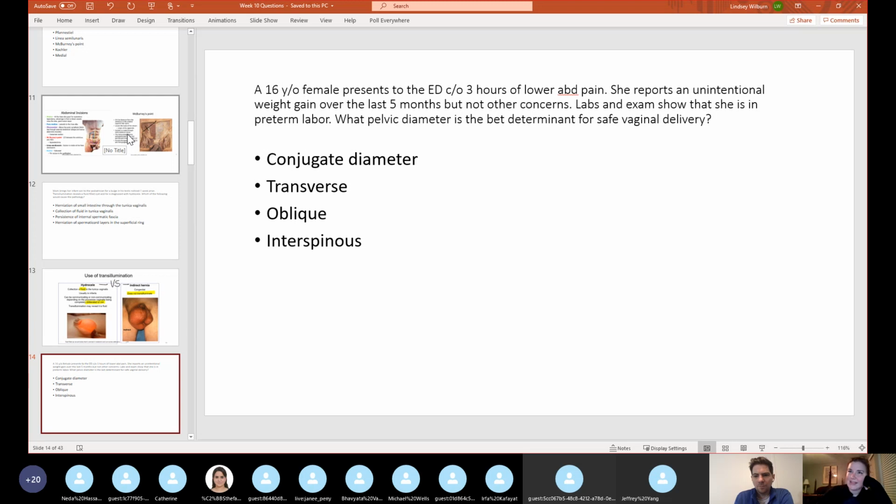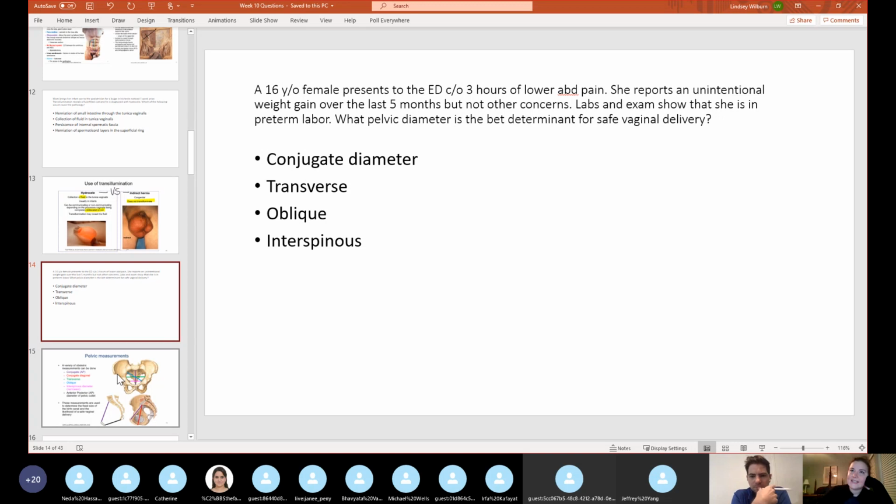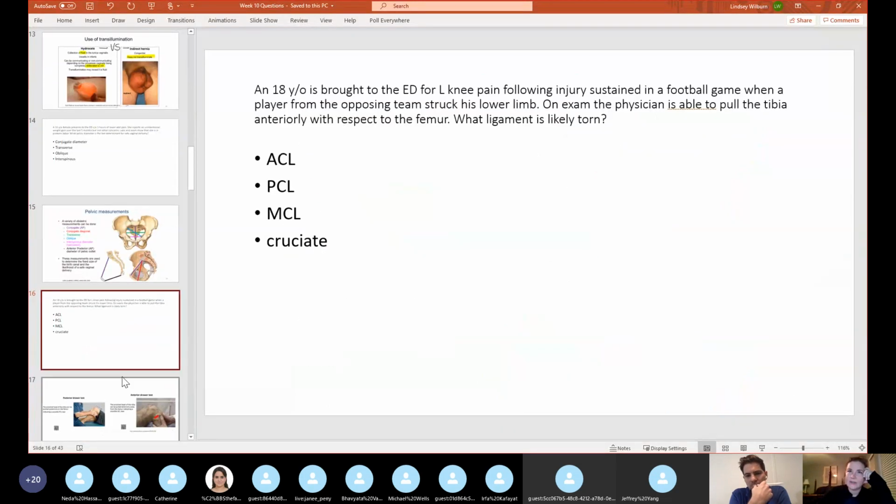We have one vote for interspinous. Does someone disagree with her? Do we agree? Interspinous, yeah. Like we said, this is the narrowest point in the pelvic outlet, and so this is the one that determines safety of a vaginal delivery. Do make sure that you orient yourselves to these. I think the ones in Gray's are going to be the more high yield ones because they relate clinically. But don't skip over those. It seems very low yield, but they will ask you a question or two.